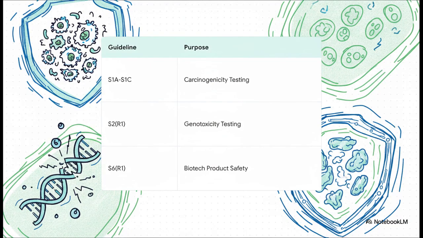We've got S1A through S1C for carcinogenicity testing and S2 Revision 1 for genotoxicity testing. These are your foundational impact tests. They ensure the compound doesn't damage DNA or cause cancer over the long term.